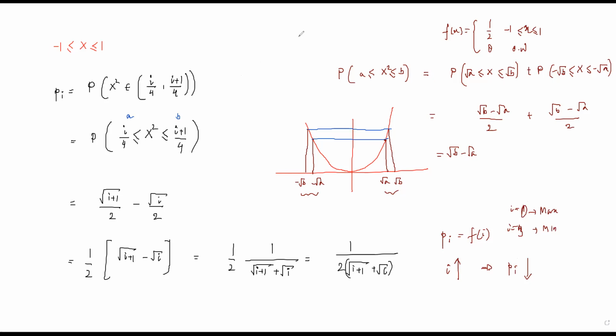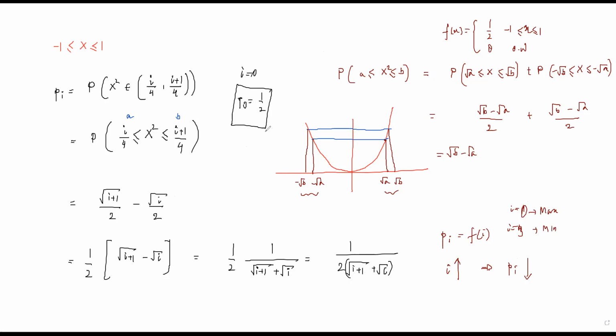Therefore for I is equal to 0, the value that we get is that p0 is turning out to be half, I guess. Yes, half. So that's pretty big, right? And for I is equal to 1, it's turning out to be root 2 minus 1 by 2. So nothing really interesting, less than half for sure.